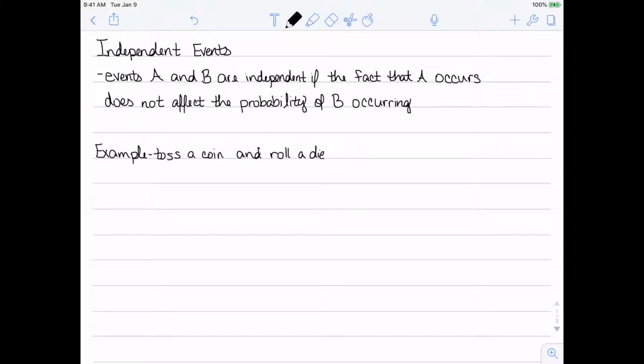An example of this would be to toss a coin and roll a die. The outcome on the coin has zero influence on the probability of the die roll. An example of something that would not be independent: driving on ice and having an accident. If you know that you're driving on ice, your probability of having an accident does change. It's more dangerous to drive on ice, so you're more likely to have an accident as compared to when you're not driving on ice. So this would be an example of something that's not independent. The first one actually does affect the second one.